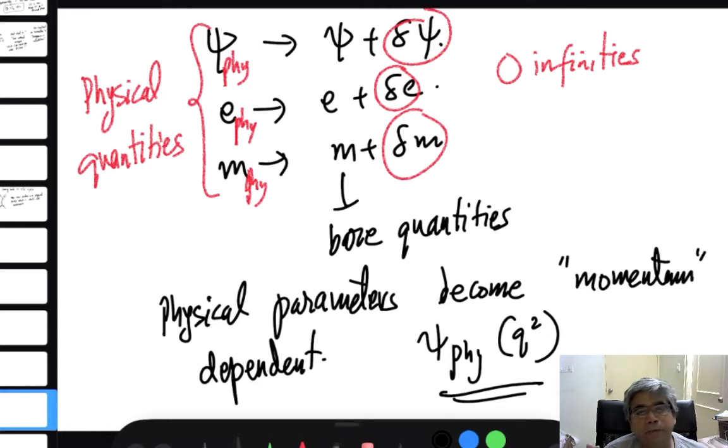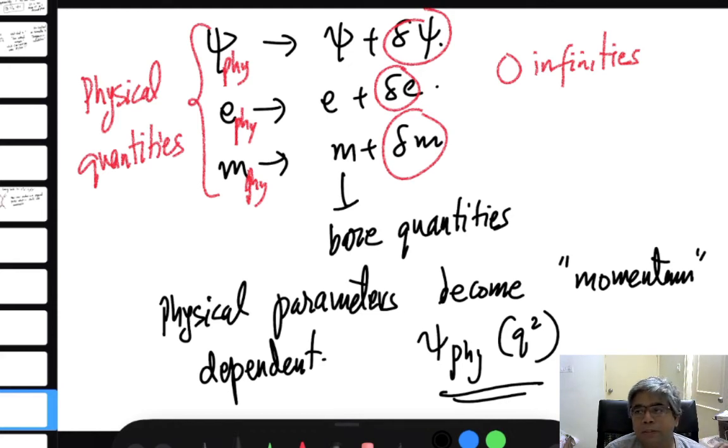And then you say that your physical quantities are obtained when you add these two terms in the Lagrangian. So you add these counter terms, and it removes all the infinities. These counter terms, this delta psi plus psi, if you put it in the Lagrangian, will remove all the infinities and give you the physical quantities like the wave function, the electric charge, and mass of this particle.